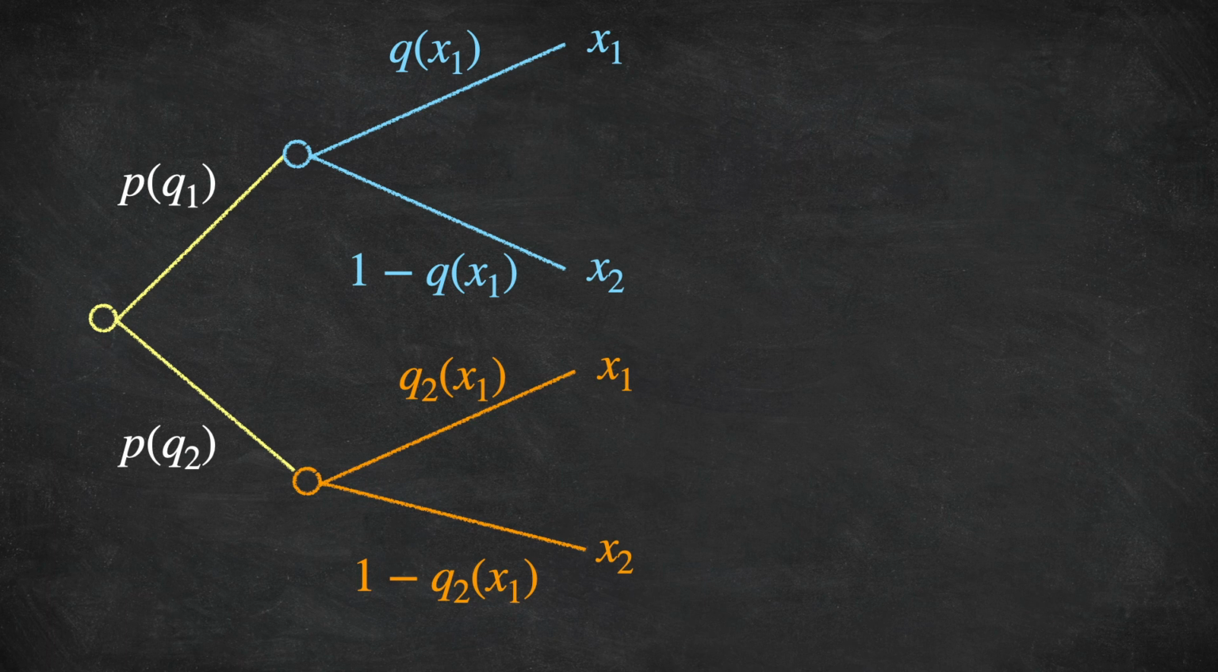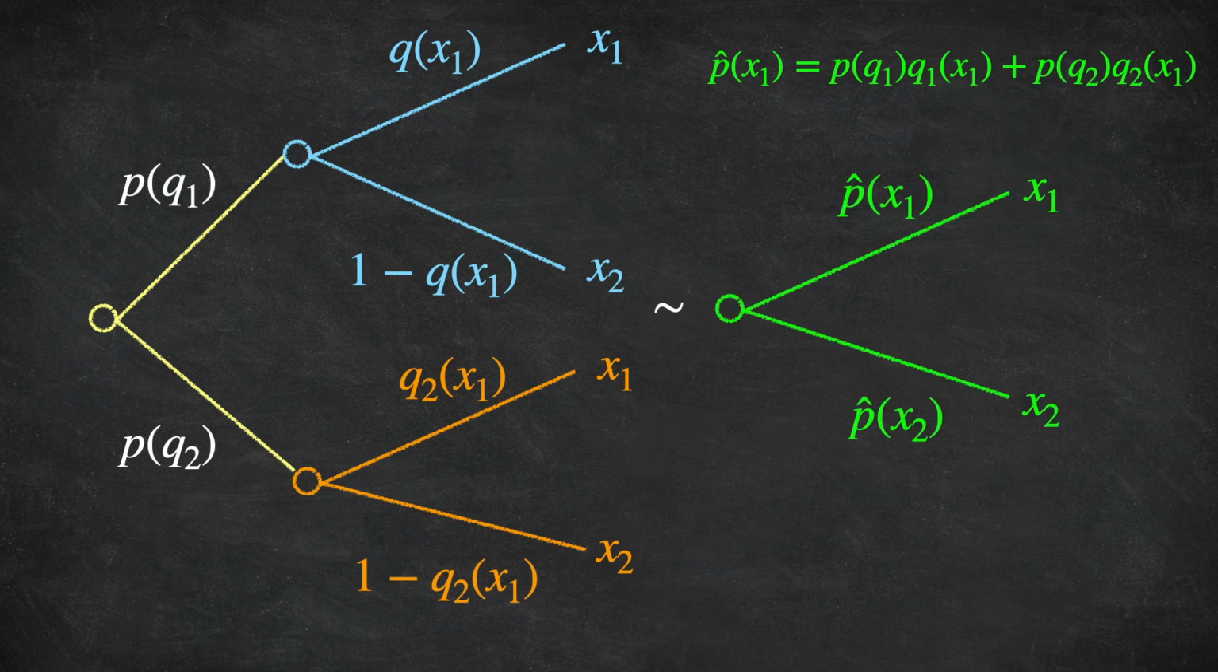What's the overall probability of receiving outcome X1? It's P of Q1 multiplied by Q1 of X1. That's the probability of those first two steps, plus P of Q2 multiplied by Q2 of X1. That's the probability of receiving outcome X1 in the second way, going down the yellow chance node and then up at the orange chance node. Okay, so that's the overall probability of receiving outcome X1 in this compound lottery.